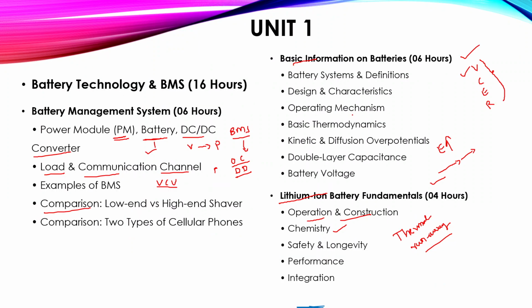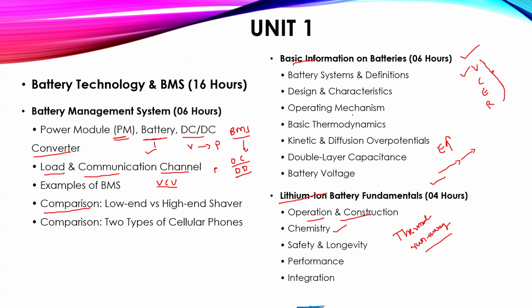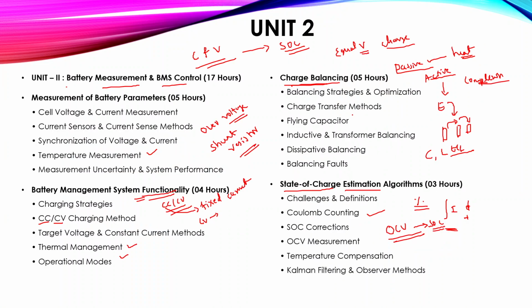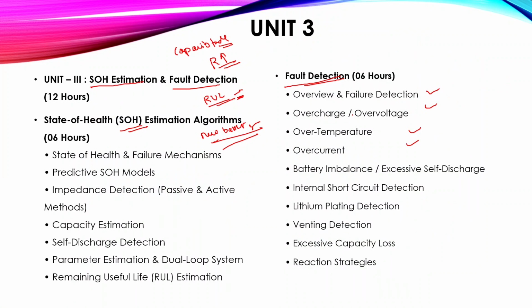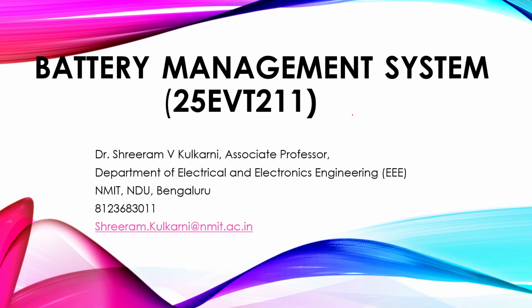Here you can see in Unit 1, Unit 2, and Unit 3, we have covered the overall requirements of the BMS, with 16 hours, 17 hours, and 12 hours, total 45 hours. The course syllabus is framed to cover the overall BMS requirement, where in the upcoming lectures, we'll study each topic in greater detail with mathematical models and practical examples.